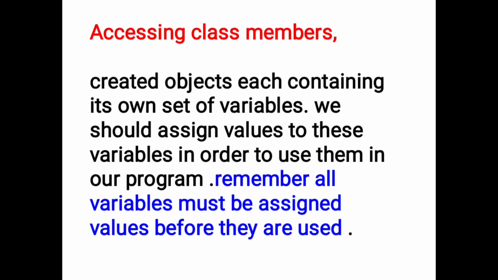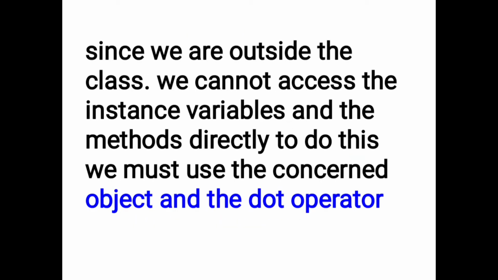Accessing the class members. Each created object contains its own set of variables. We should assign values to these variables in order to use them in our program. Remember, all variables must be assigned values before they are used. Since we are outside the class, we cannot access the instance variables and the methods directly. To do this we must use the concerned object and a dot operator.